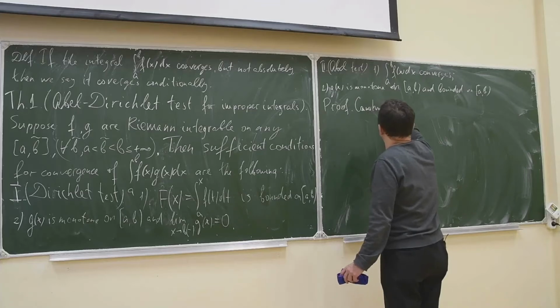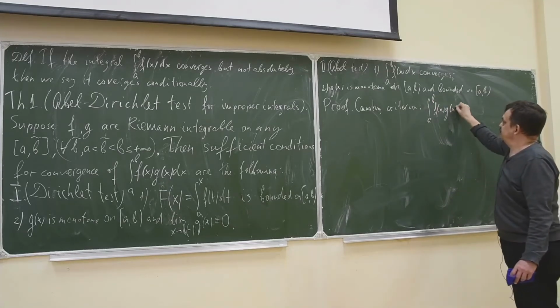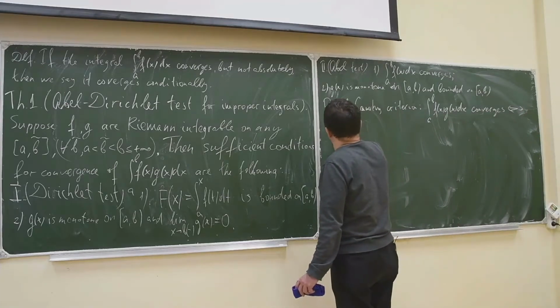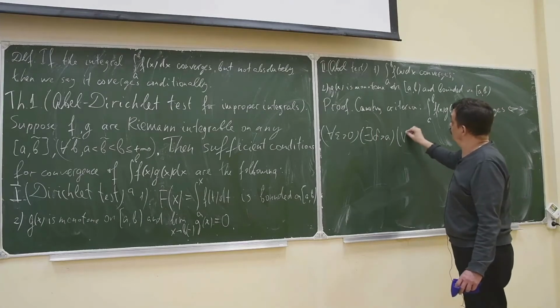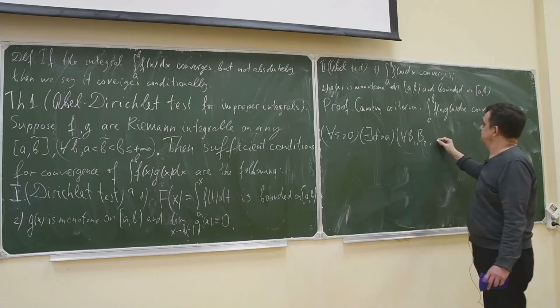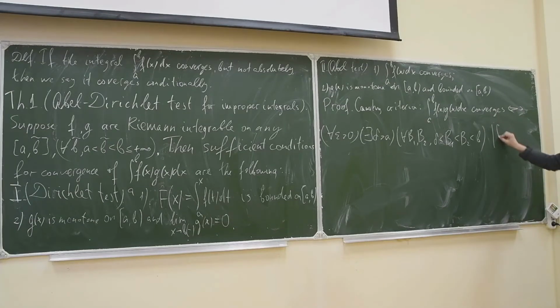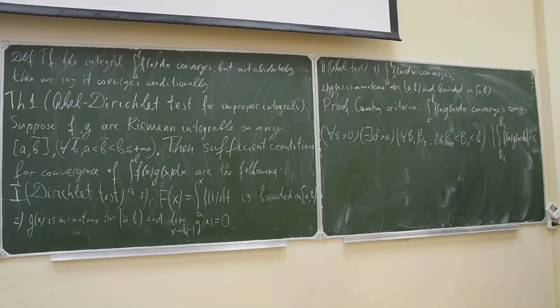So the Cauchy criterion says the integral from a to b of f of x g of x dx converges if and only if for arbitrary epsilon greater than 0 there exists delta greater than a such that for all b1, b2 satisfying the inequalities delta less than b1 less than b2 less than b, we have the estimate that the integral from b1 to b2 of f of x g of x dx is less than epsilon. So what we need to prove is that line of the Cauchy criterion.